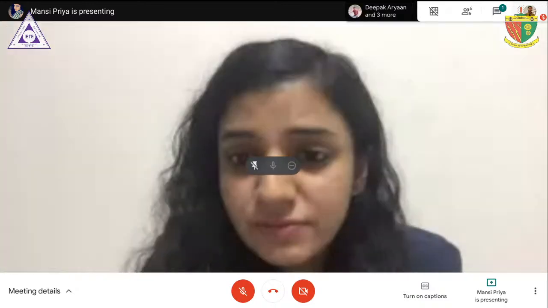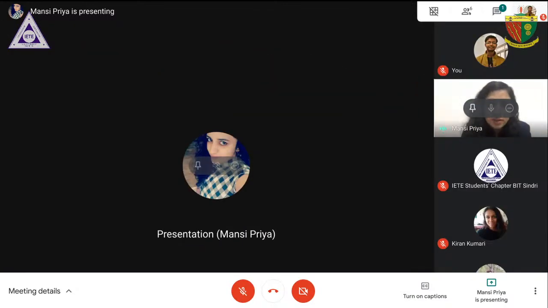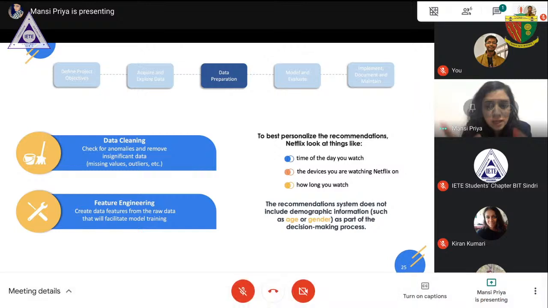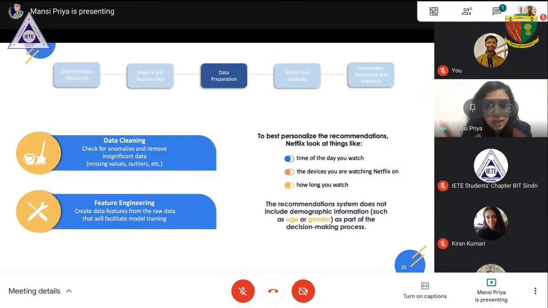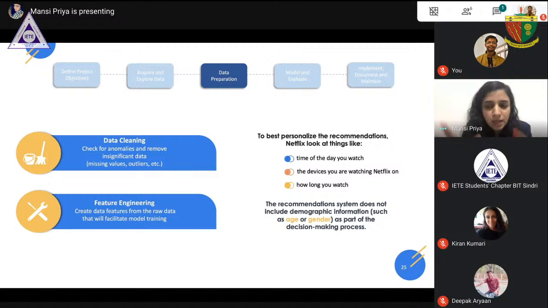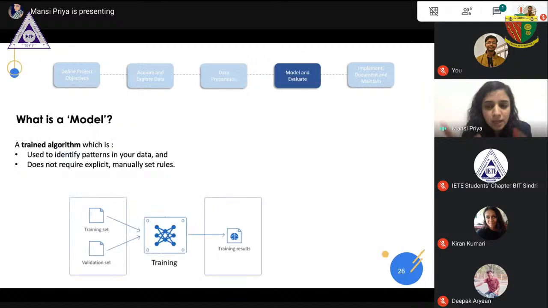When I was going through these, I came across a very interesting fact that Netflix doesn't use features like age or gender in its decision making process. That was a very interesting thing that I came across when I was looking into the Netflix recommendation engine. So that was all about the third step.